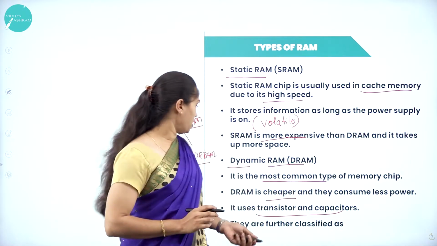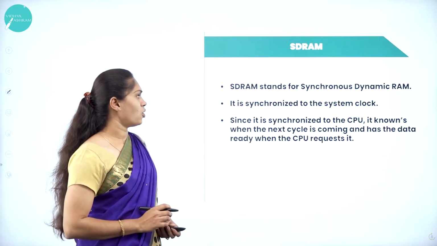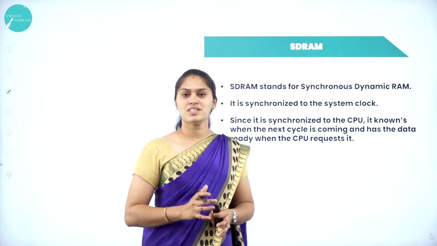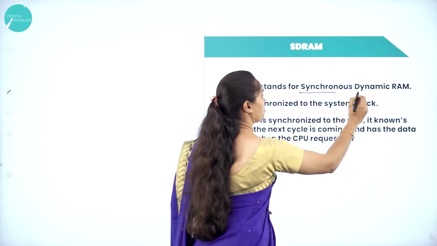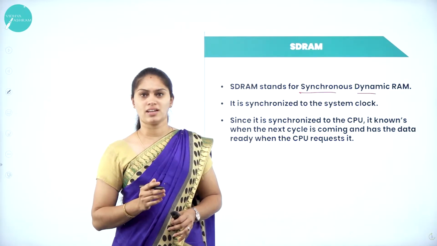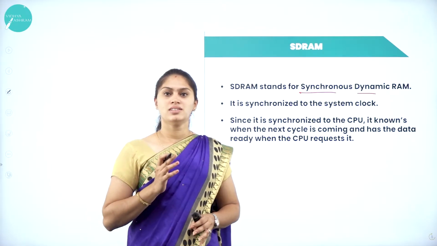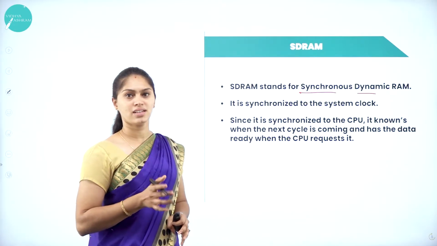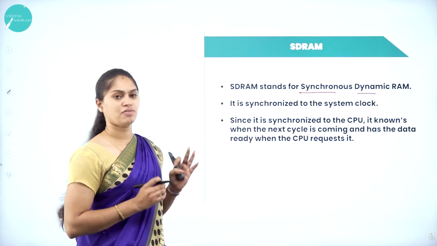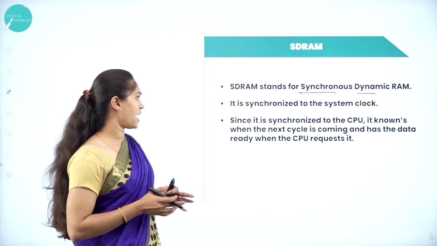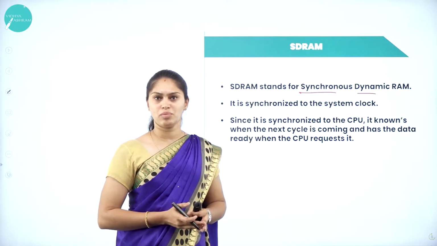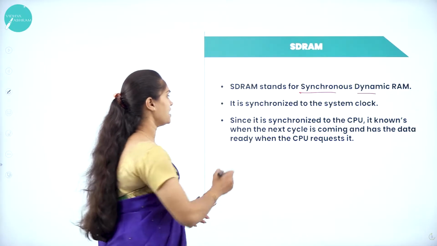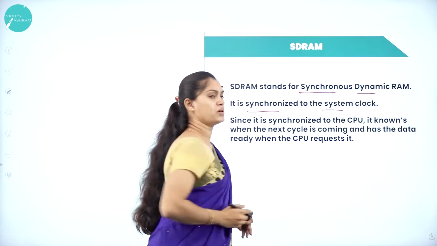So let me get into this SDRAM. What is the abbreviation or expansion of SDRAM? That is Synchronous Dynamic Random Access Memory, which is a type of DRAM, that is dynamic RAM. SDRAM stands for Synchronous Dynamic Random Access Memory. It is mainly synchronized to the system clock.